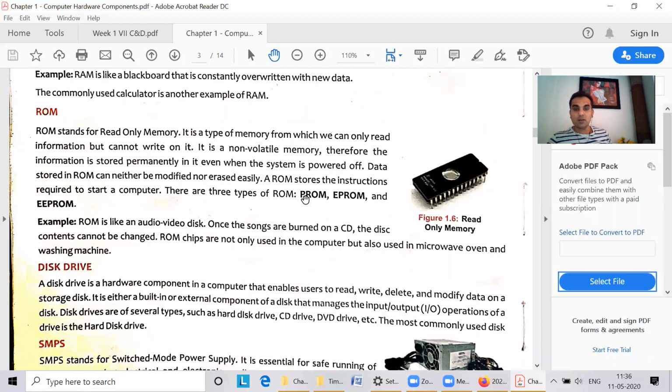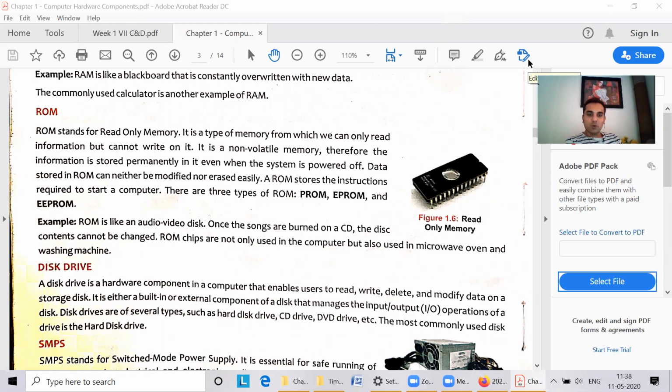PROM is programmable read-only memory. EPROM is erasable programmable read-only memory. And EEPROM is electrically erasable programmable read-only memory. There are three types of ROM. Okay.